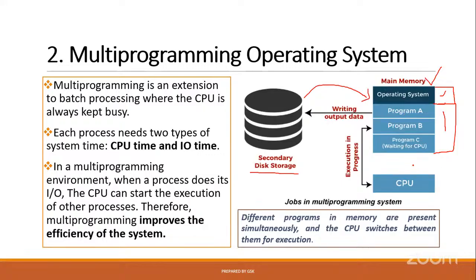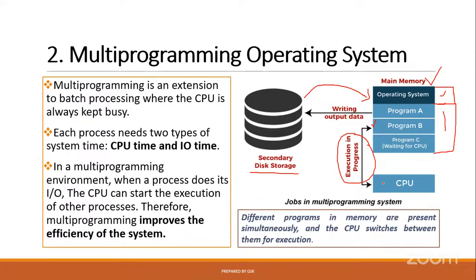And assume that at this particular moment, the CPU is executing program B. Execution is in process for program B. When the execution of program B is completed, automatically C will be submitted to the CPU for the execution because that is in the waiting state. That is waiting for the CPU time.